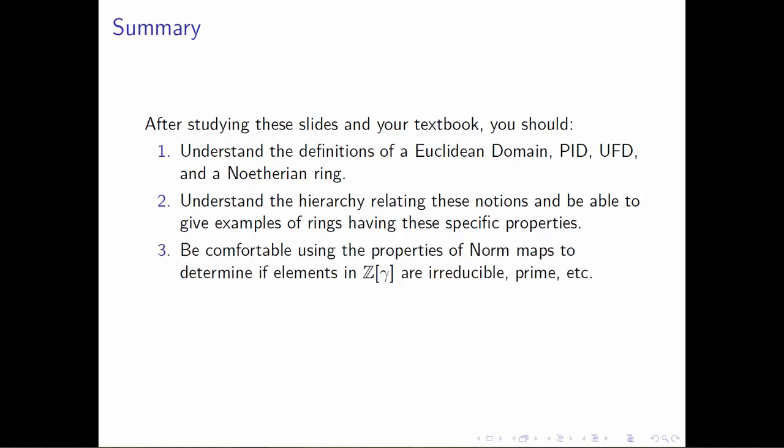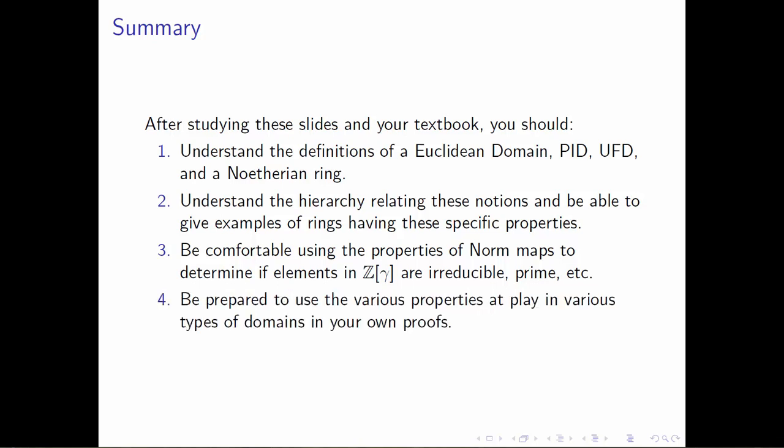You should also be comfortable using the properties of the norm map that we discussed early on in the video in order to determine if particular elements of Z adjoin gamma are irreducible, if they're prime, etc. That's really a good way to talk about when elements are irreducible or prime or not.